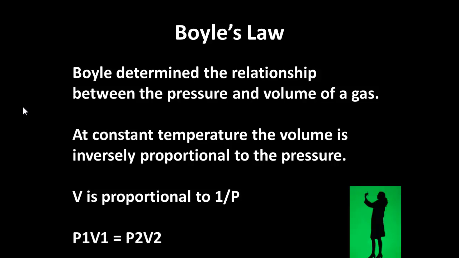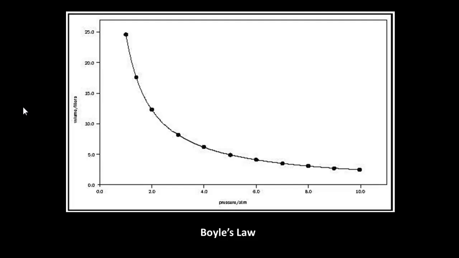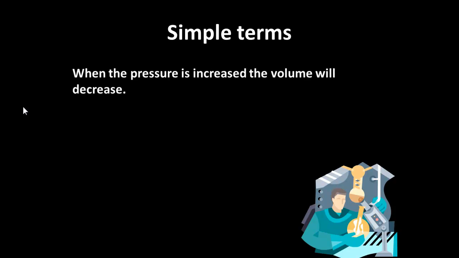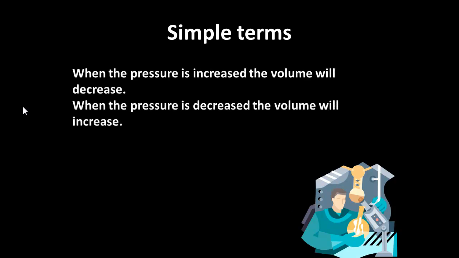And from that you'll see that we derive the fact that P1 V1 equals P2 V2. Okay, here's Boyle's law expressed graphically. You can see how the volume changes with the pressure, and you can see that as you increase the pressure, the volume is going to decrease. In simple terms, when the pressure is increased, the volume decreases. When the pressure is decreased, the volume increases.